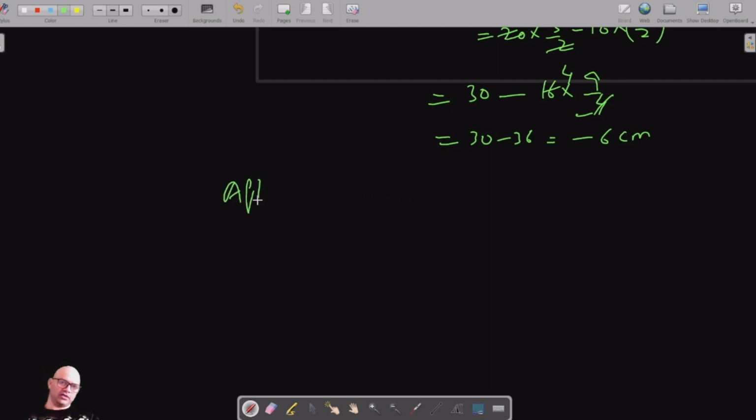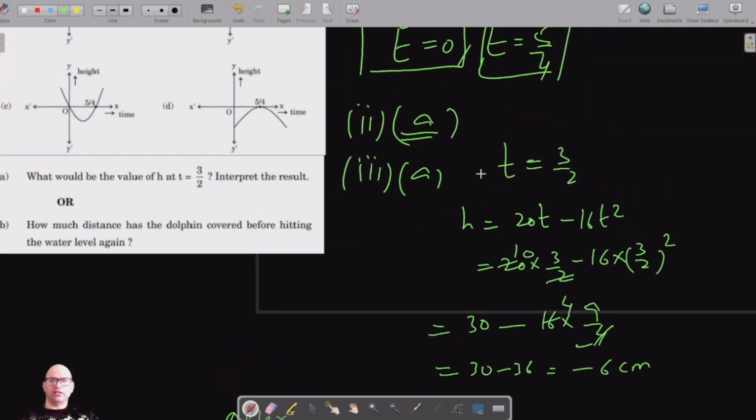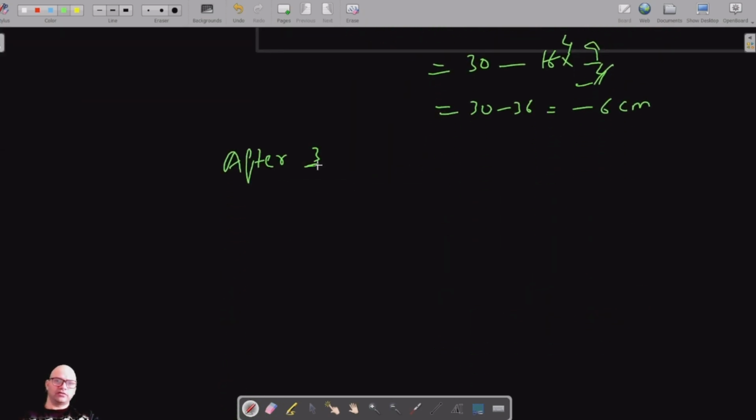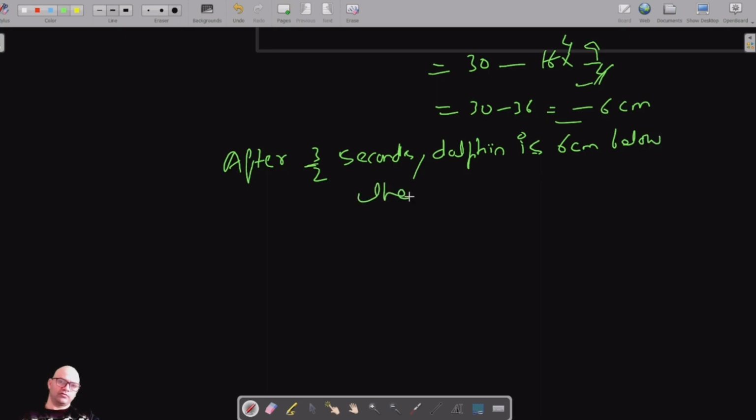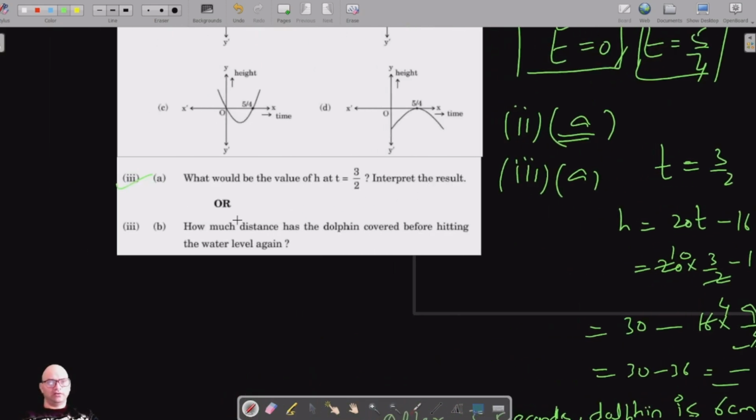So we can write after the time 3 by 2 seconds, the dolphin is, negative sign means below the water, 6 centimeter below the water.